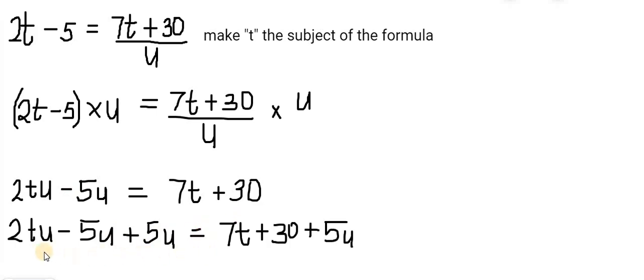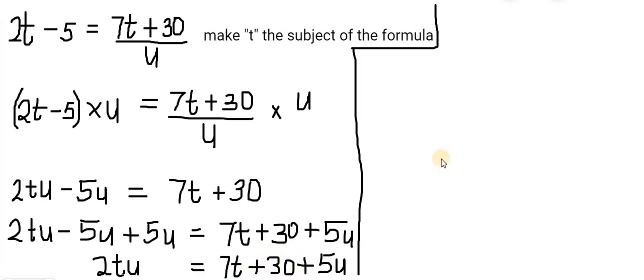Okay, so on the left, minus 5u plus 5u, that's 0, so it vanishes. So all I have left is 2tu is equal to 7t plus 30 plus 5u. Now, we're not done. The other part of this is to get 7t to the same side as 2tu. So everything that has a t can be all together on the left.